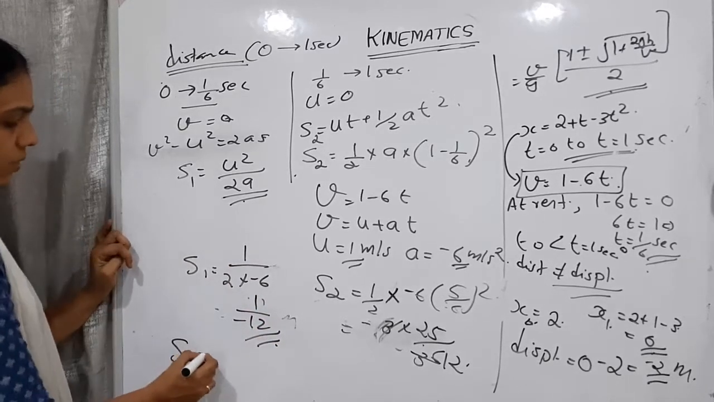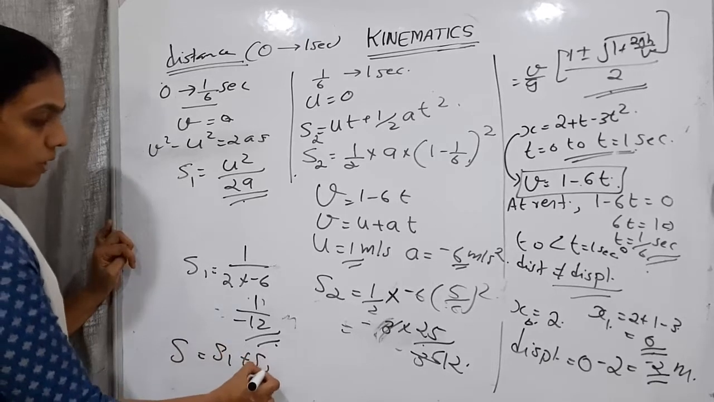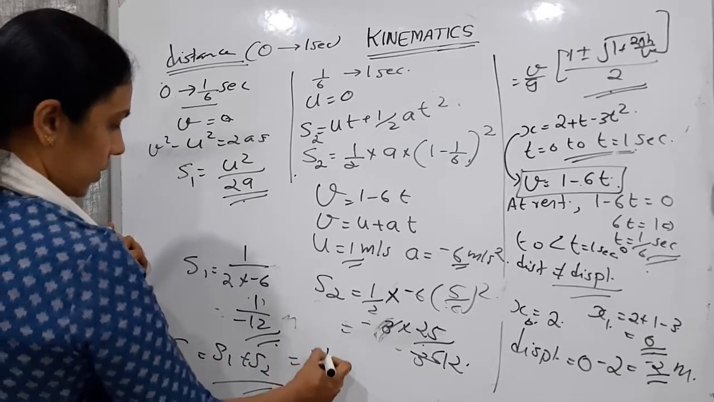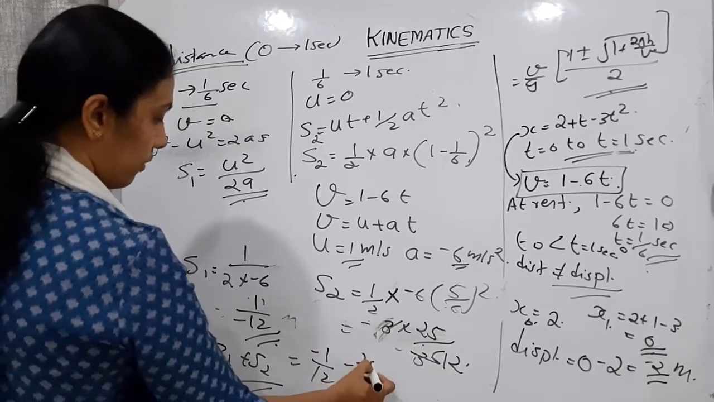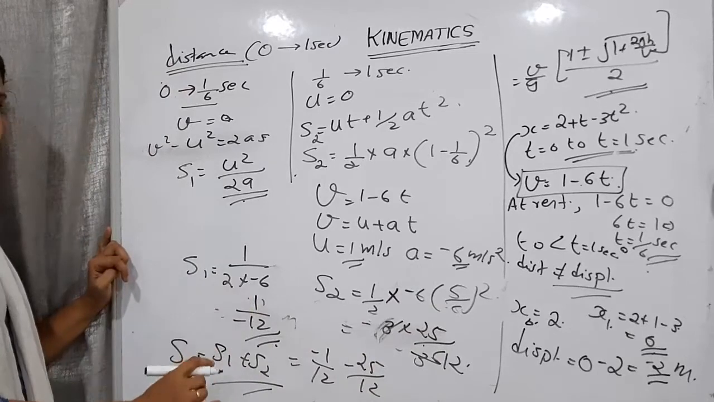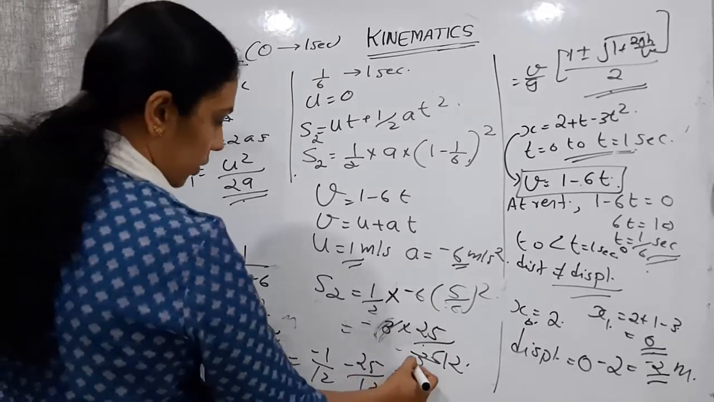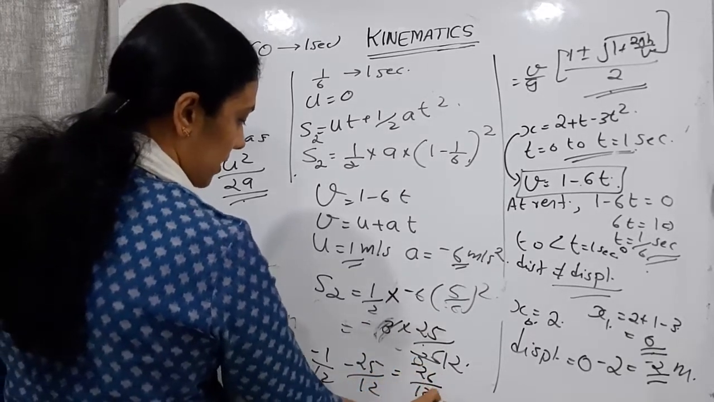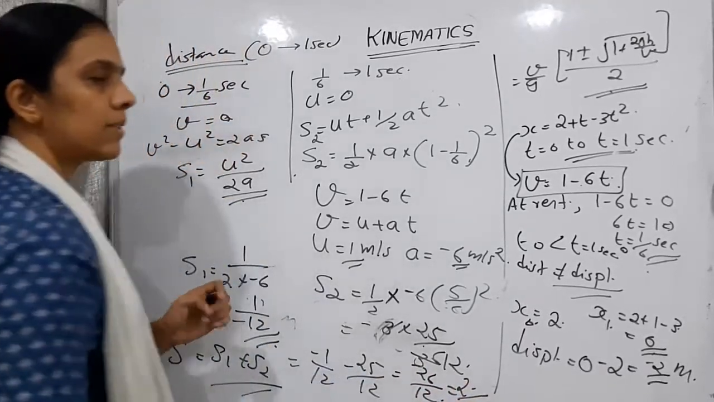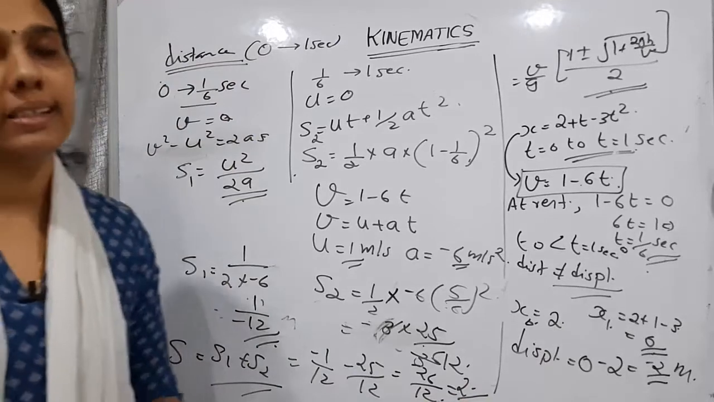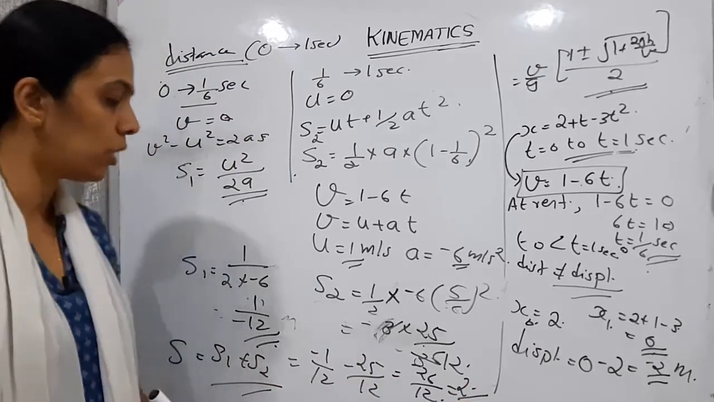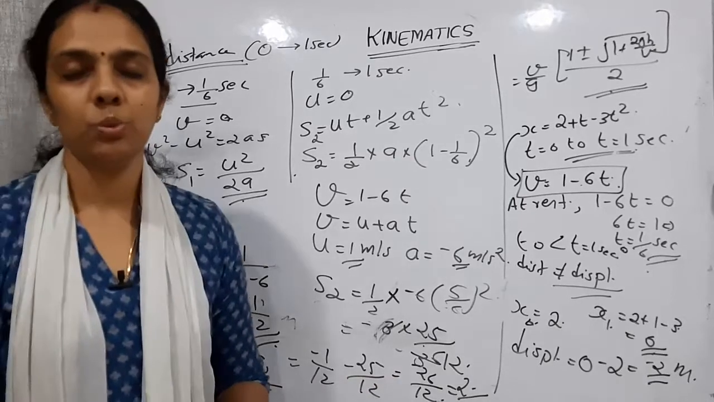So total distance will be S1 plus S2. When you are adding these two, you will be getting minus 1 by 12 minus 25 by 12. The negative sign is not required for the case of distance covered. So you will be getting 26 divided by 12, so 2 point something you will be getting.